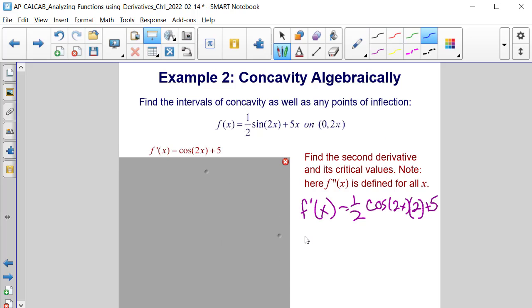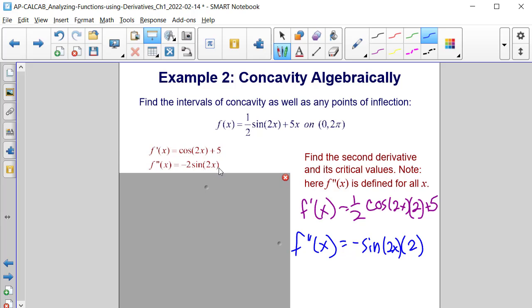Next, we need to determine what f double prime of x is going to be. So we have cosine of 2x plus 5. The derivative of cosine is negative sine. We keep the angle as it is, but then we have to take the derivative of the angle by the chain rule, and the derivative of 2x is 2. So when we simplify, f double prime of x will be negative 2 times the sine of 2x. And remember, the derivative of a constant is 0, so we don't have to put anything afterwards.